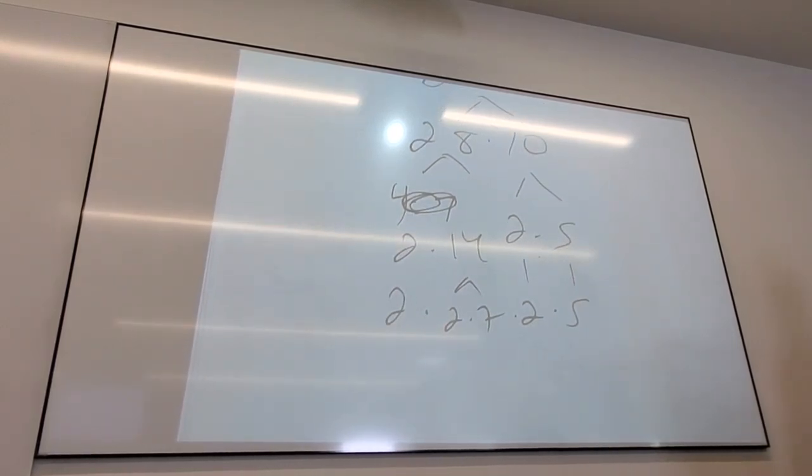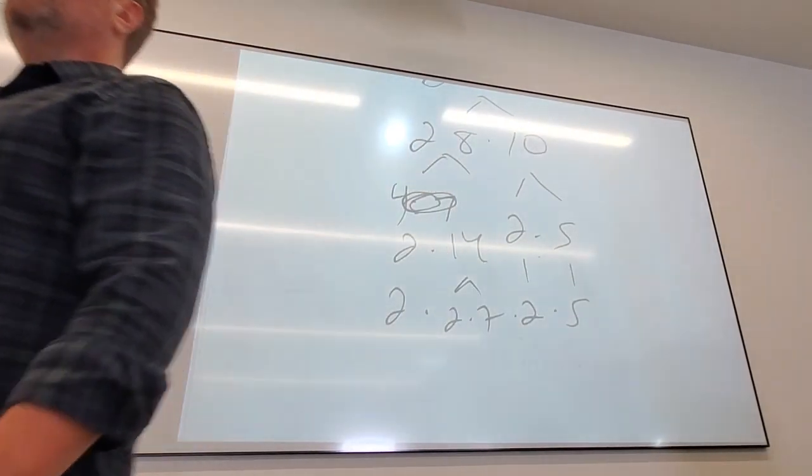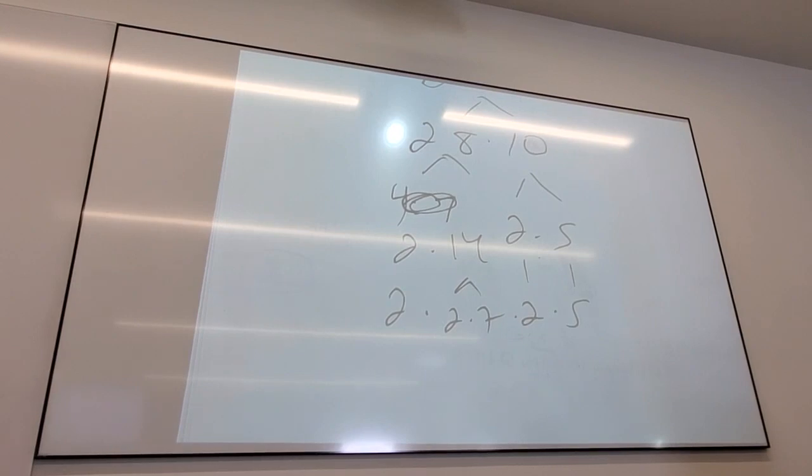So will that have a terminating representation? No, it's got a 7. What do I multiply 7 by to make it 10 or 100 or 1,000? You can't. That's the trick. You cannot. A 1,000 only has 2s and 5s in it because it's got 3 10s in it.